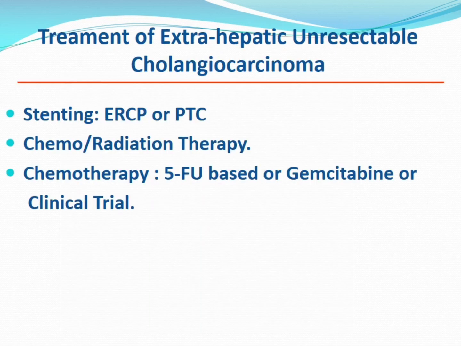For unresectable extrahepatic cholangiocarcinoma, the treatment includes stenting with ERCP or PTC, percutaneous transhepatic cholangiography. Also, chemoradiotherapy is needed, and chemotherapy is a 5-fluorouracil-based combination or gemcitabine, or according to a clinical trial.